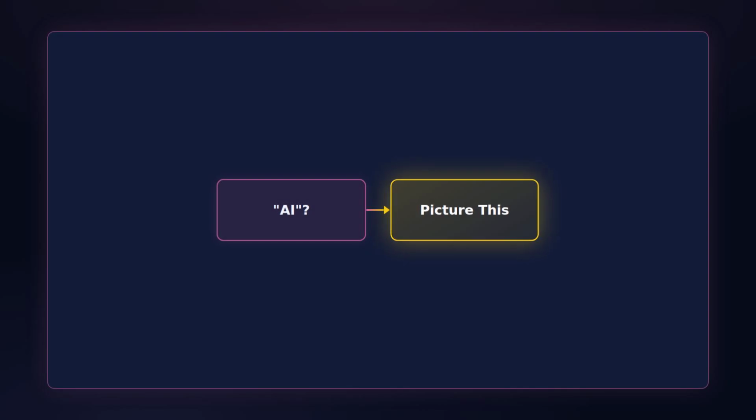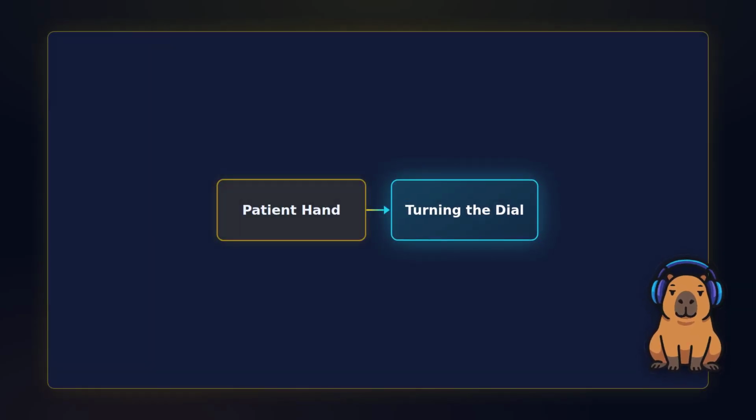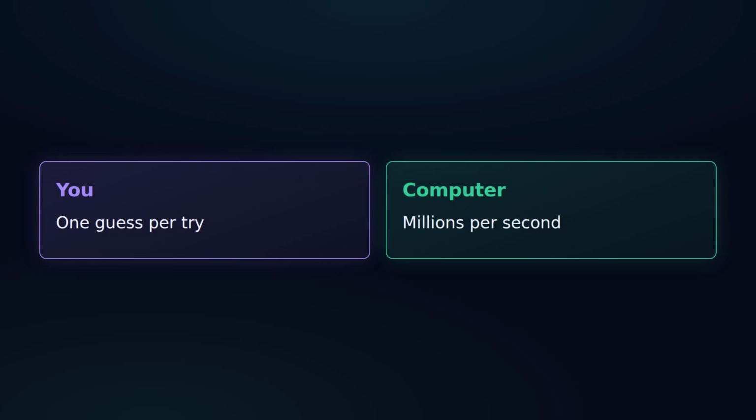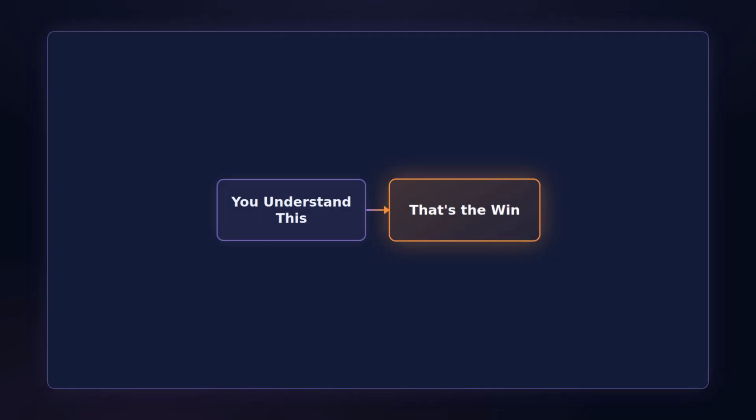So, next time someone says AI, what should you picture? Not a brain, a very patient hand, turning a dial, checking its work. The only real difference between you and the computer? Speed. You now understand something most people never bother to ask about. That's the real win. That's it. That's the whole secret, turned into a billion-dollar industry.